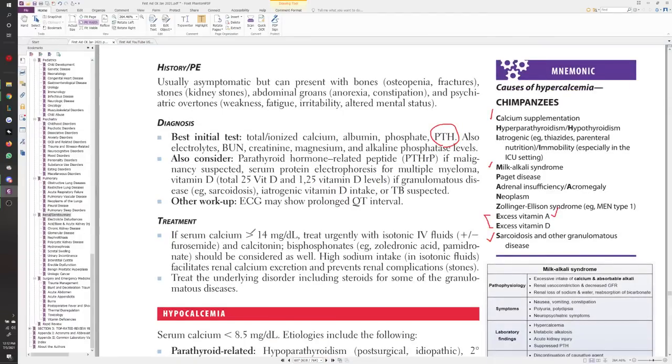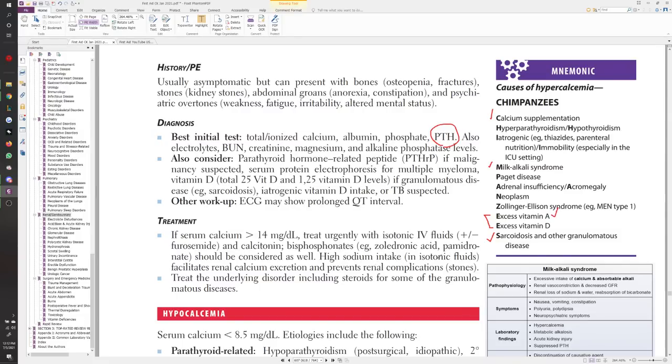If serum calcium is more than 14, so more than 10 was already a problem, but if it's so high that it's more than 14, you need to treat it urgently with isotonic fluids, furosemide and calcitonin. Bisphosphonates like zoledronic acid or pamidronate should be considered as well, because bisphosphonates are the guys that are going to stop you from having more bone remodeling.